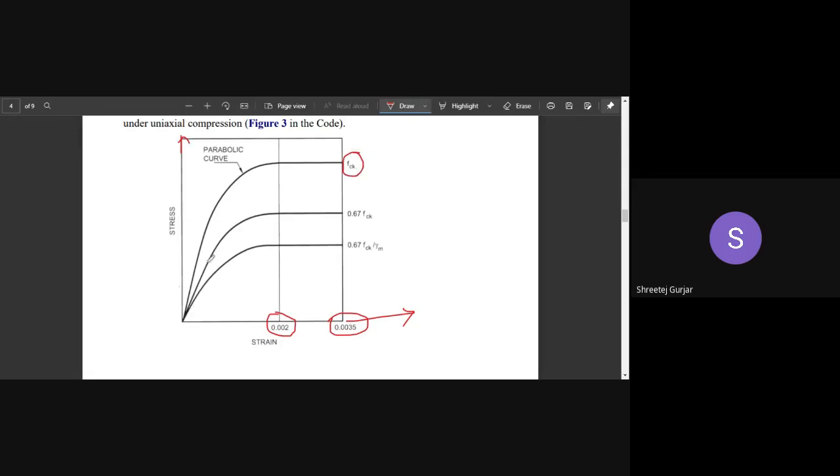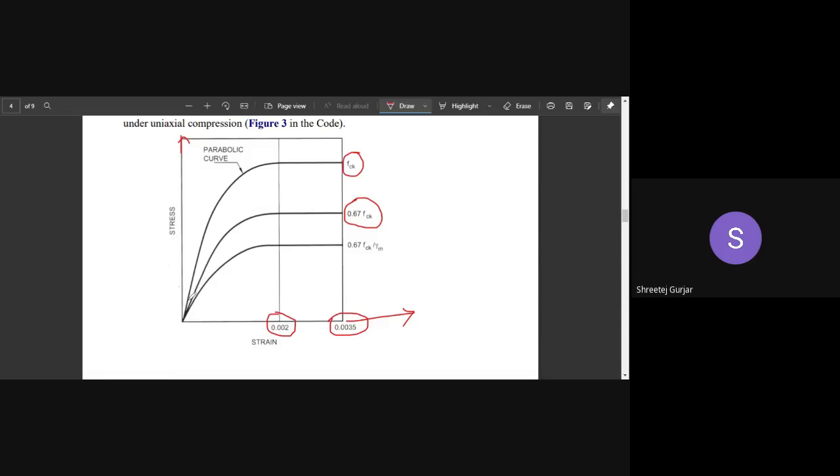This is your stress strain curve, and it is coming up to a characteristic strength of FCK. But while designing, we do not adopt the entire characteristic strength FCK. We assume that only 67% of your characteristic strength is used. So this will be 67% of your curve.